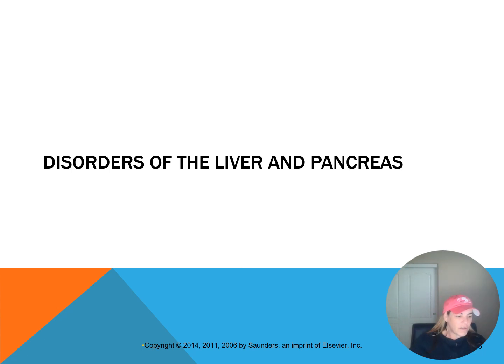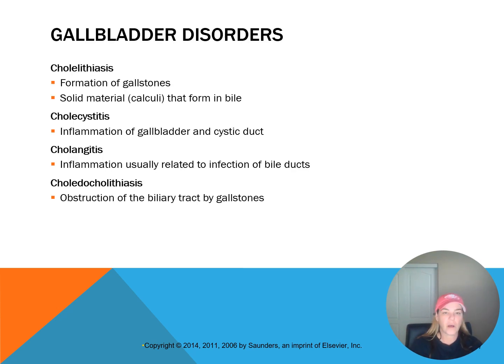All right, disorders of the liver and the pancreas. We'll start with gallbladder disorders. You have gallstones, which form as solid material in the bile called calculi. That is cholelithiasis. Then you have cholecystitis, which is inflammation. Remember, itis means inflammation, so this is inflammation of the gallbladder or the cystic duct.